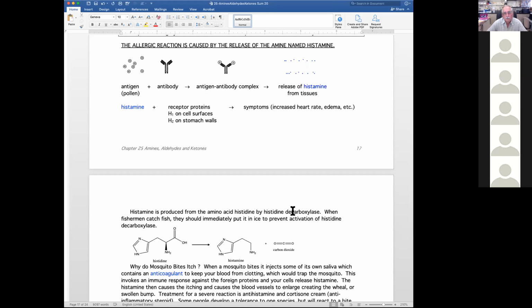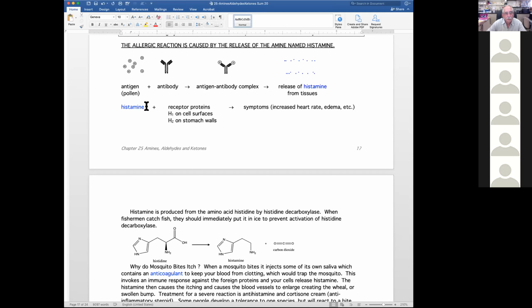So the allergic reaction is caused by the release of an amine called histamine. So here's what happens. An antigen, such as pollen, for example, reacts with an antibody that you have already. It forms the antigen-antibody complex. And this right here is what goes to tissues and causes the tissues to say, oh my God, we're being damaged, so we're going to release histamine. Histamine is released by cells in an effort to protect the cells or that tissue from something that is attacking it.